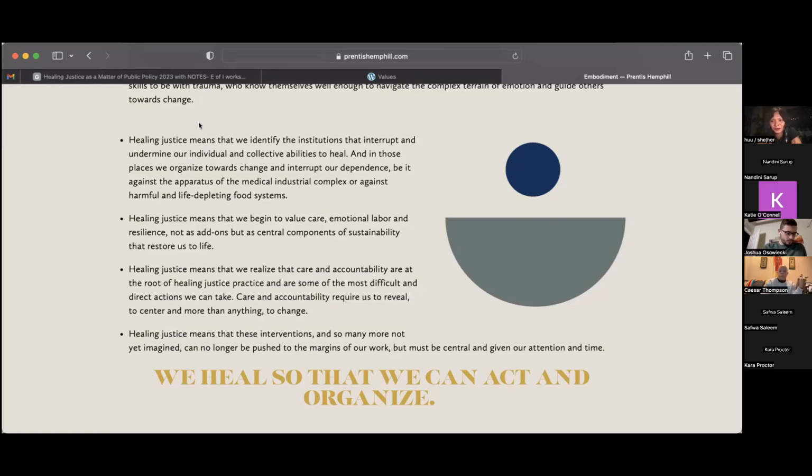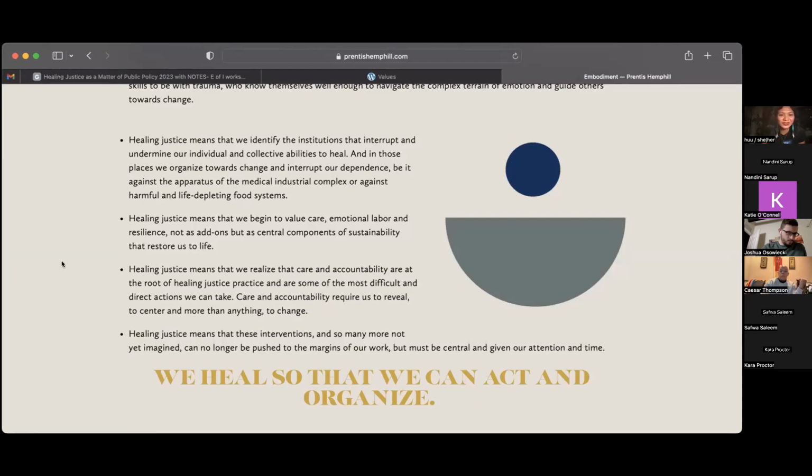Healing justice means that we realize that care and accountability are at the root of healing justice practice and are some of the most difficult and direct actions we can take. Care and accountability requires us to reveal, to center, and more than anything, to change. Healing justice means that these interventions and so many more not yet imagined can no longer be pushed to the margins of our work, but we must be central and given our attention and time.